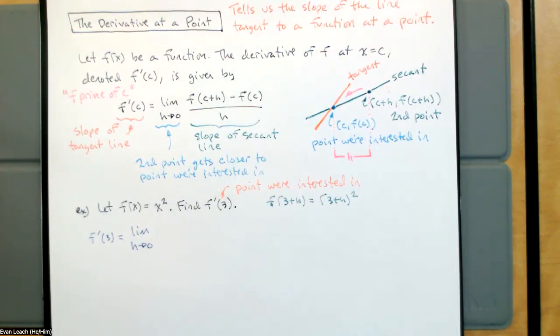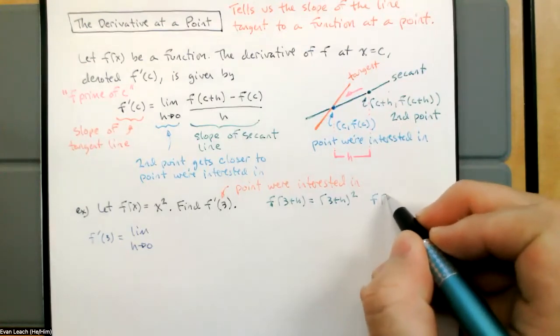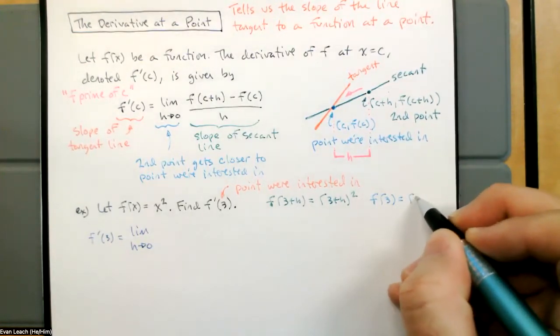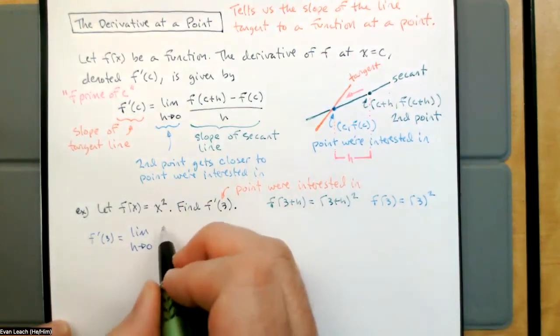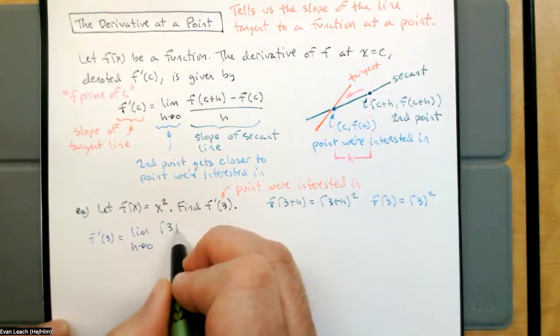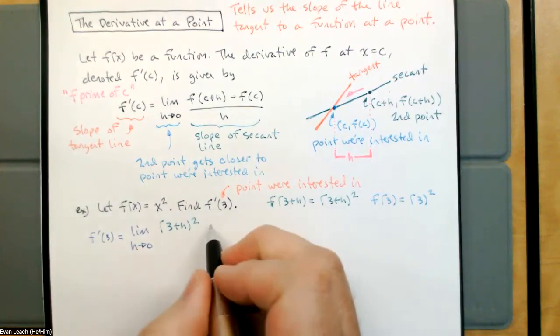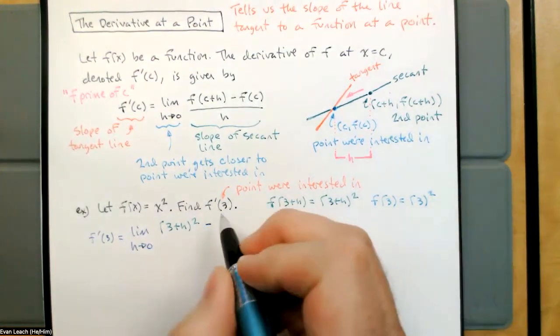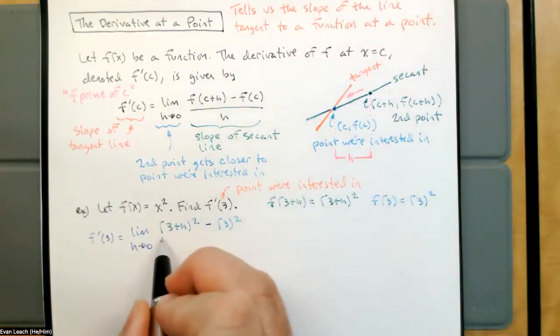And f of 3, that's the other piece that we're going to need, is 3 squared. Those are the players in this little drama of the definition of the derivative at a point. So I'll take the limit as h goes to 0 of 3 plus h squared minus 3 squared all over h.